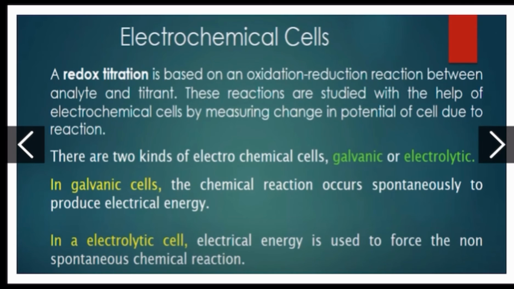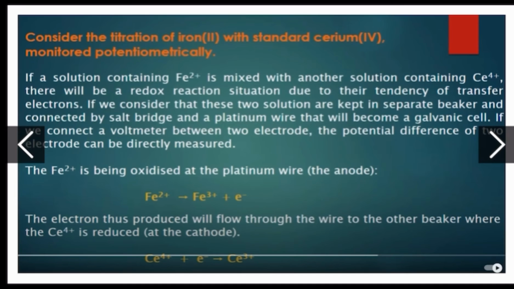1 molar concentrations. Electrochemical cells. A redox titration is based on an oxidation-reduction reaction between analyte and titrant. These reactions are studied with the help of electrochemical cells by measuring the change in potential. Consider the titration of iron with standard cerium, monitored potentiometrically.